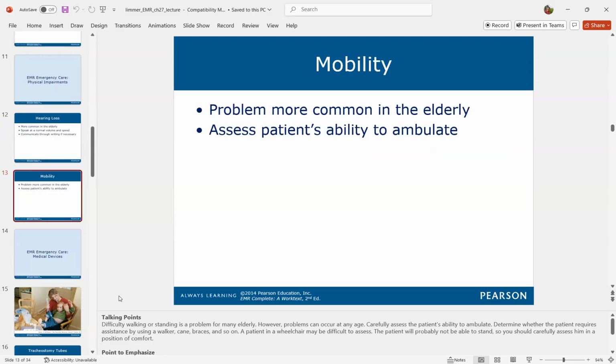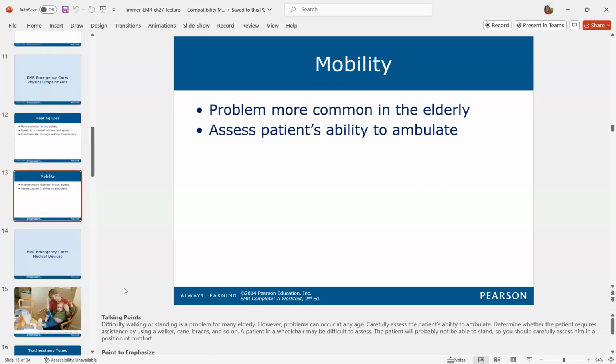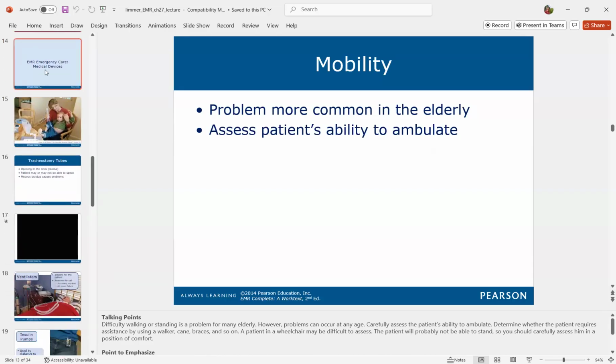Mobility-wise, difficulty walking or standing is a problem for many elderly. However, problems can occur at any age. Carefully assess the patient's ability to ambulate, which means walk. If they're non-ambulatory, they're not able to walk. Ambulatory means they're able to walk. Determine whether the patient requires assistance by using a walker, a cane, a brace, and so on. A patient in a wheelchair may be difficult to assess. The patient will probably not be able to stand, so we should assess them in a position of comfort, but try to do it as thoroughly as we can. Mobility impairments may create difficulties in the physical assessment stage. We also have gait belts we can put on people to help them walk.